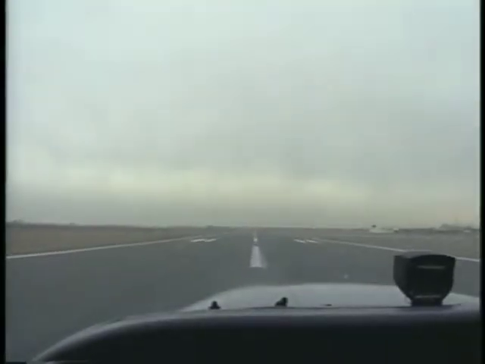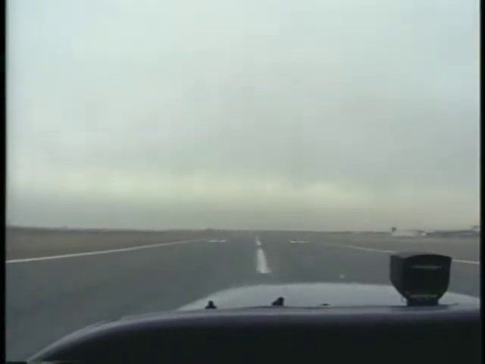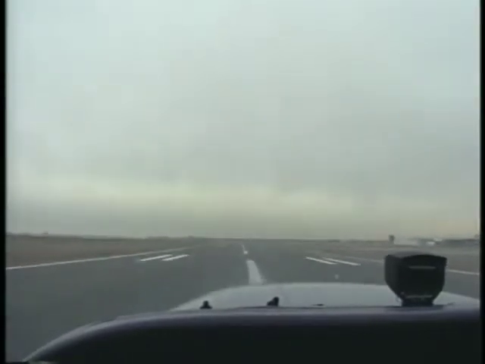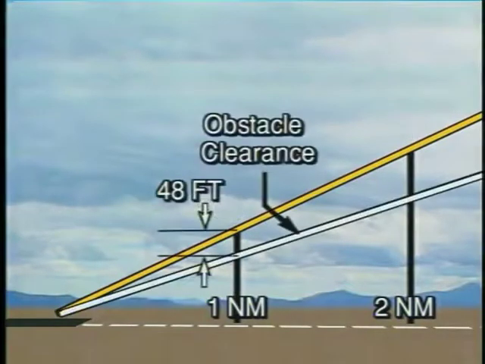Once you have determined that the weather will allow you to make a takeoff, you need to consider what type of departure procedure you're likely to use. When departing an airport, you must climb at a rate of at least 200 feet per nautical mile. This allows at least 48 feet of obstacle clearance for every nautical mile you travel.